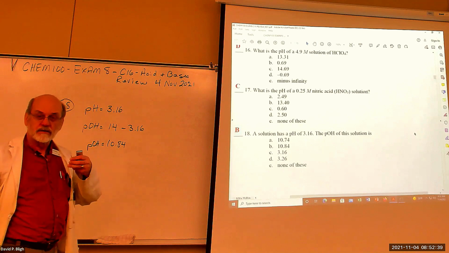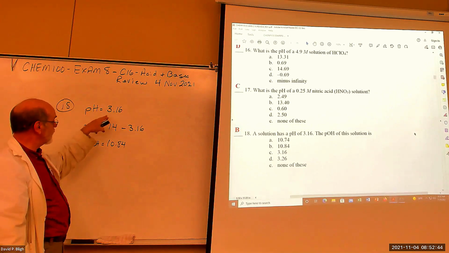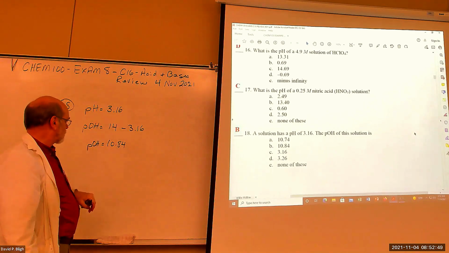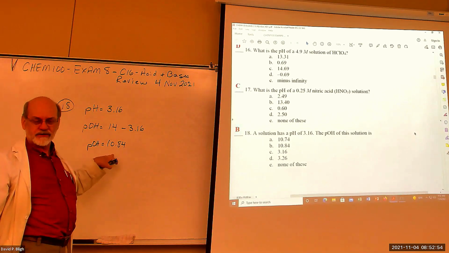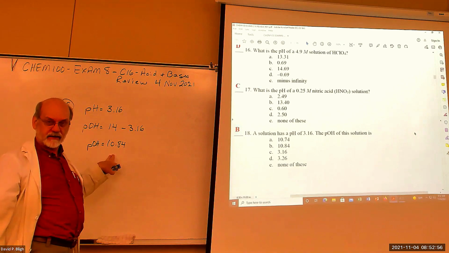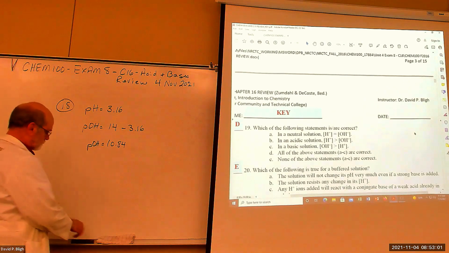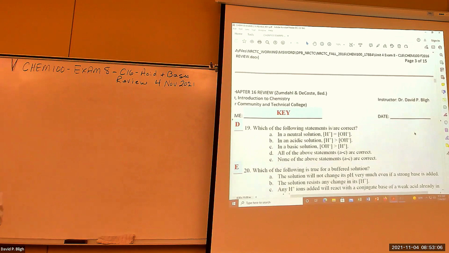Now we know, is this solution acidic or basic? Well, based on the pH, it's definitely acidic. It's less than 7. But if you look at the pOH and you're given pOH, if the pOH is greater than 7, it's acidic. All right. So let's see if we can get into something a little different, I hope. How about 20?